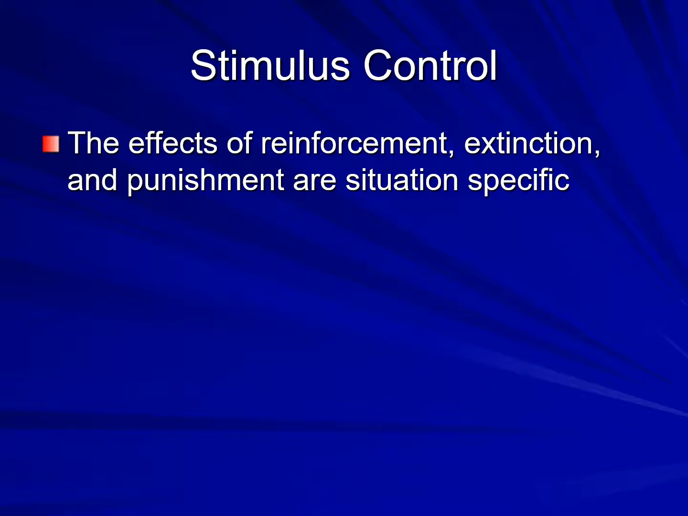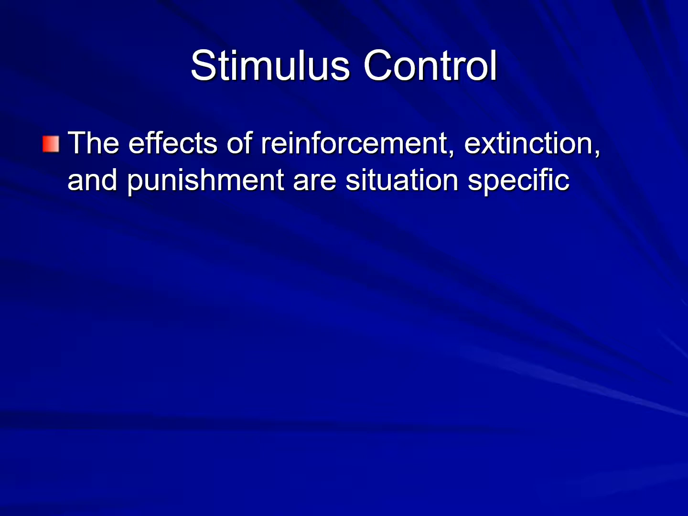So what is stimulus control? Well, it's not quite controlling somebody. It's really the extent to which an environmental stimulus comes to control operant behavior. So you get stimulus control when you've learned to associate certain aspects of the environment with reinforcement and other aspects of the environment with extinction or punishment in a specific situation.